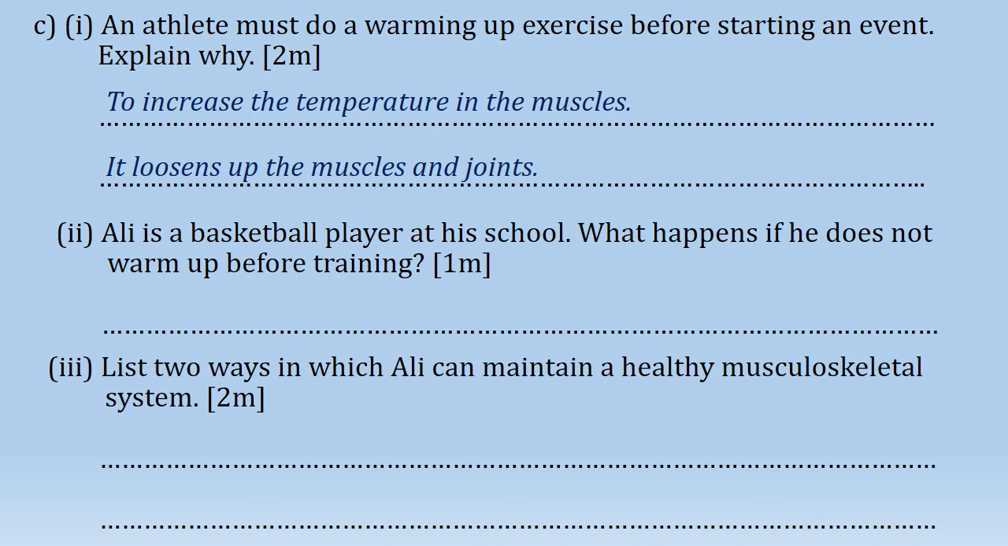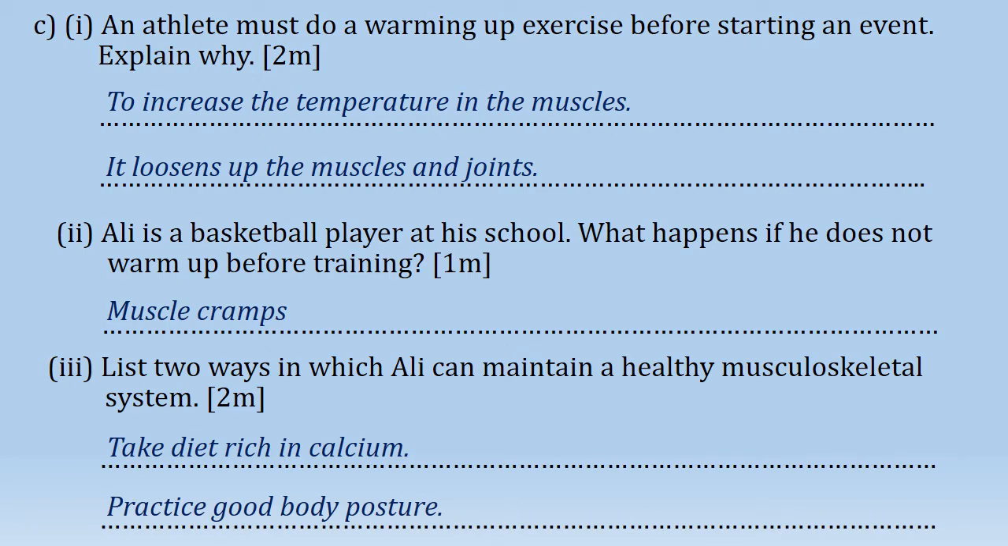2. Ali is a basketball player at his school. What happens if he does not warm up before training? 1 mark. Ali will result in muscle cramps or continuous contraction in the muscle. 3. List 2 ways in which Ali can maintain a healthy musculoskeletal system. 2 marks. Ali should take diet which rich in calcium or phosphate, and he should practice good posture like keep back straight when lifting heavy objects to avoid back problem.